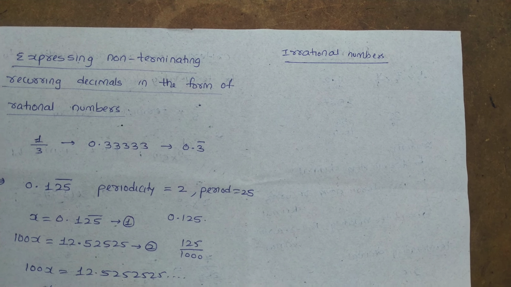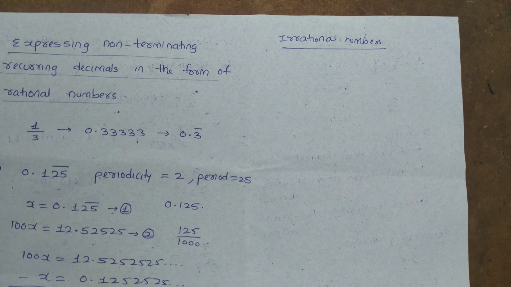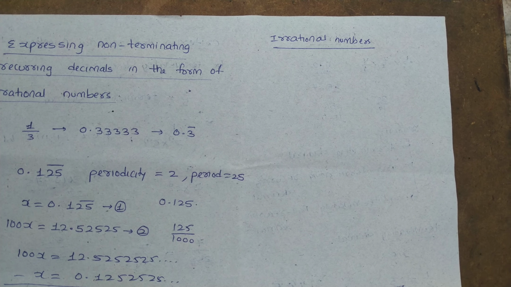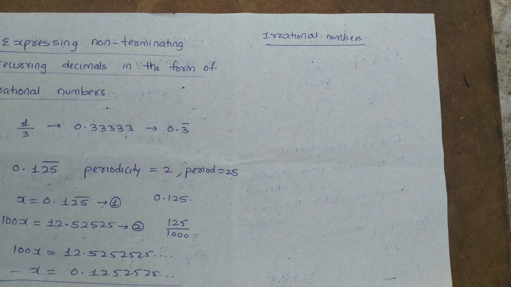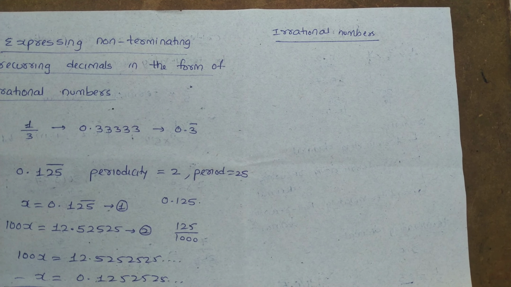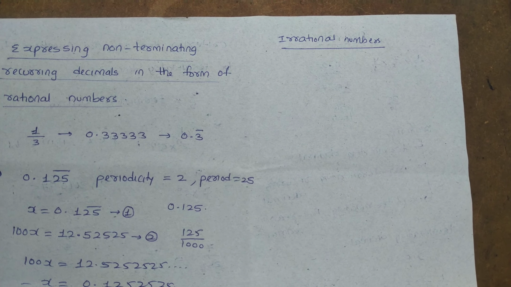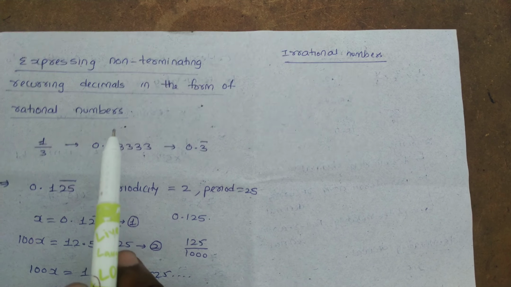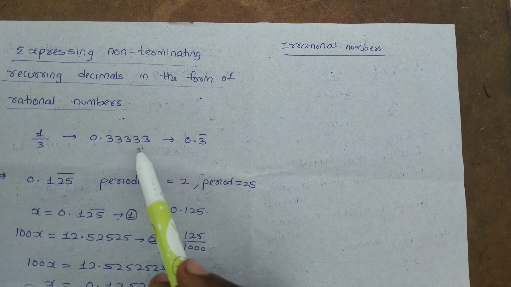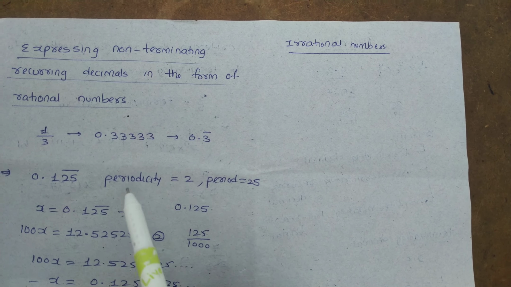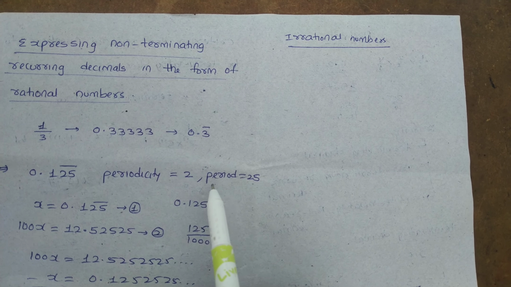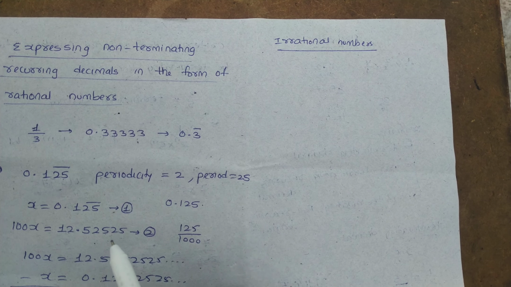Hi friends, in previous videos we have discussed decimals and types of decimals, and we also discussed converting different types of decimals into rational numbers and rational numbers into decimals, right? And also we have discussed what is period and periodicity, and expressing non-terminating recurring decimals in the form of rational numbers. We have got clarity regarding periodicity and period. These things we have discussed in the previous class.